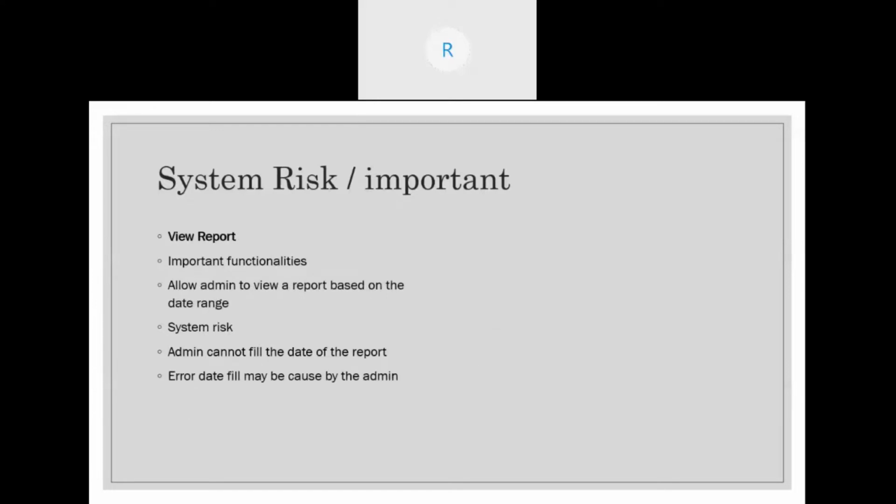And the last one is the view report. The important functionality is to allow the admin to view a report based on a date range. The system risk is that the admin cannot fill in the date of the report. Also, errors may be caused by the admin.